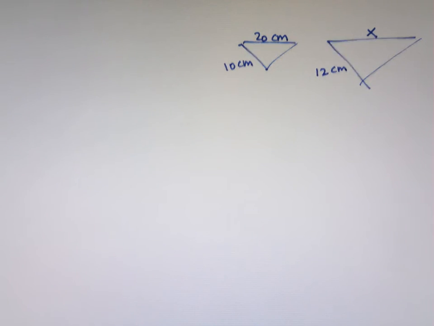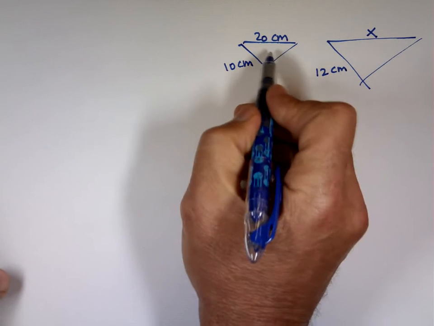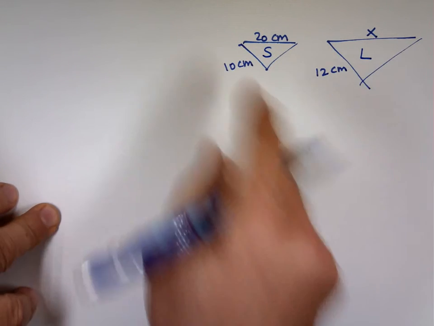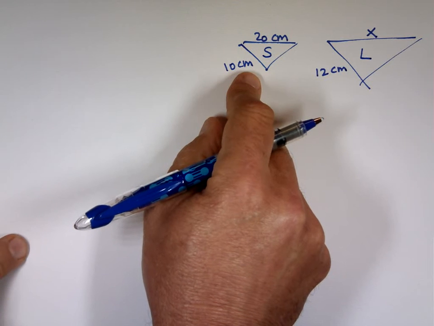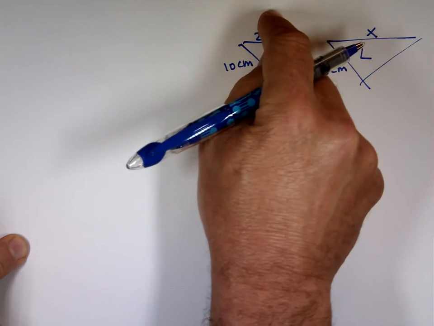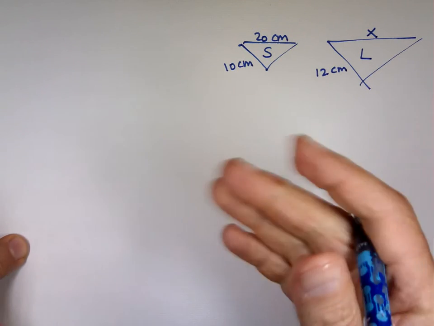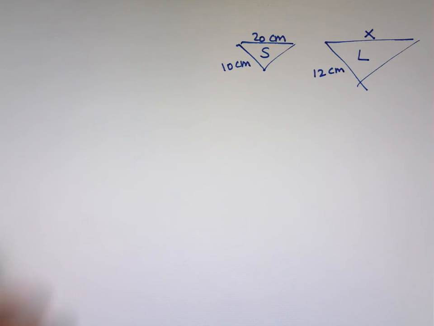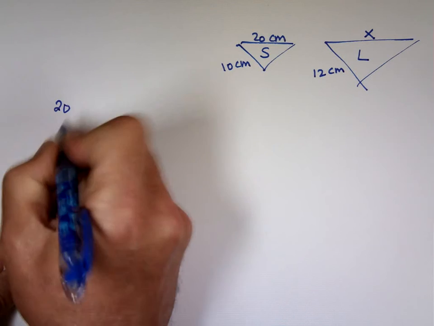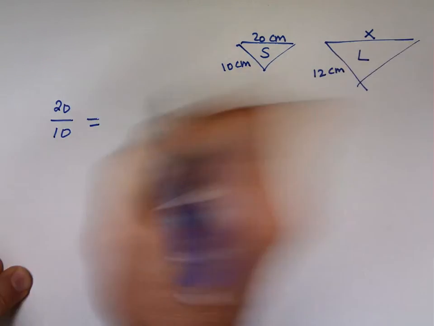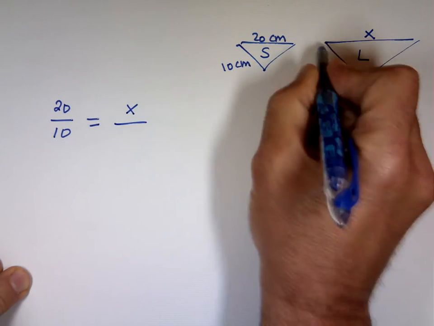We can do our ratios here of similar triangles, similar sides. This is the smaller one, that's the larger one. S for the smaller one, L for the larger one. Let's look at this. I can do a ratio of this side to this side of the small triangle, the top to this one. It should be the same as the ratio of this side to this side. So 20 centimeters to 10 should be the same as the ratio of this side, which is X, to this side, which is 12.